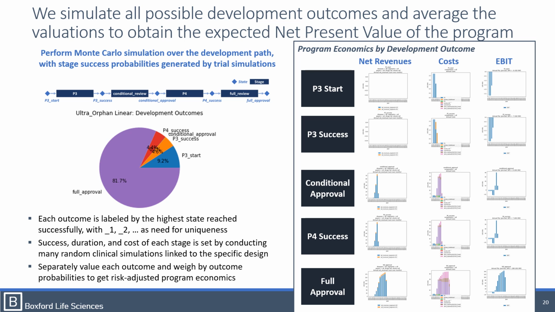In conditional approval and P4 success, we do initially get sales because we've been initially approved, but then either the phase 4 trial fails or its regulatory review fails, and so we're then pulled from market after only a few years. We incur costs during the period we're on market. We get a slight period where EBIT is positive, but it's still highly limited in terms of economic value. And finally, at the bottom, in full approval, we have the economics that we just saw if all the different steps of the trials are a success, and we have sales as long as we maintain market exclusivity for 10 years.